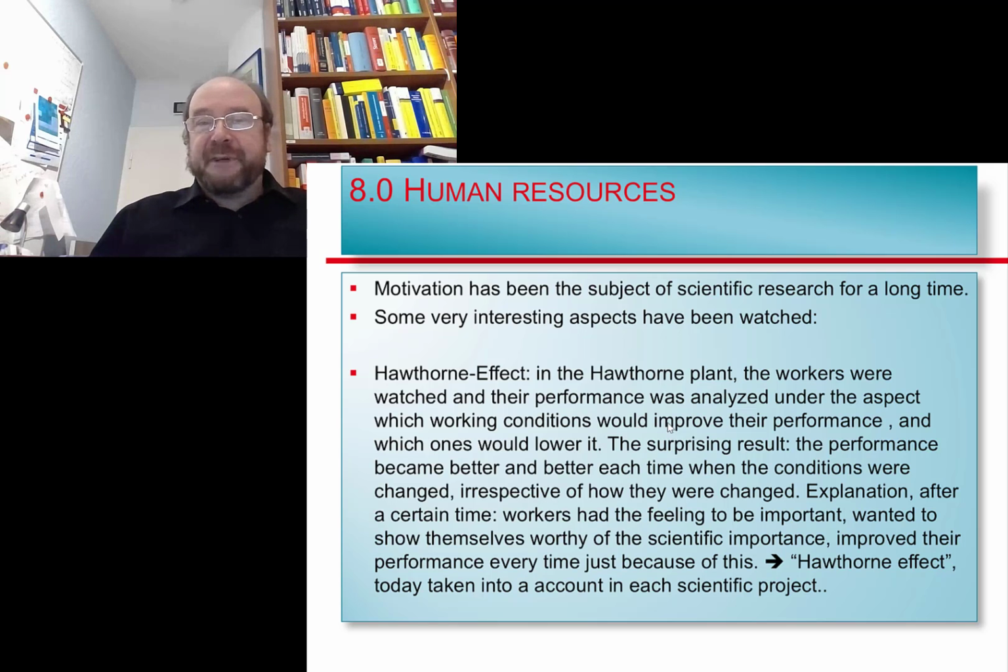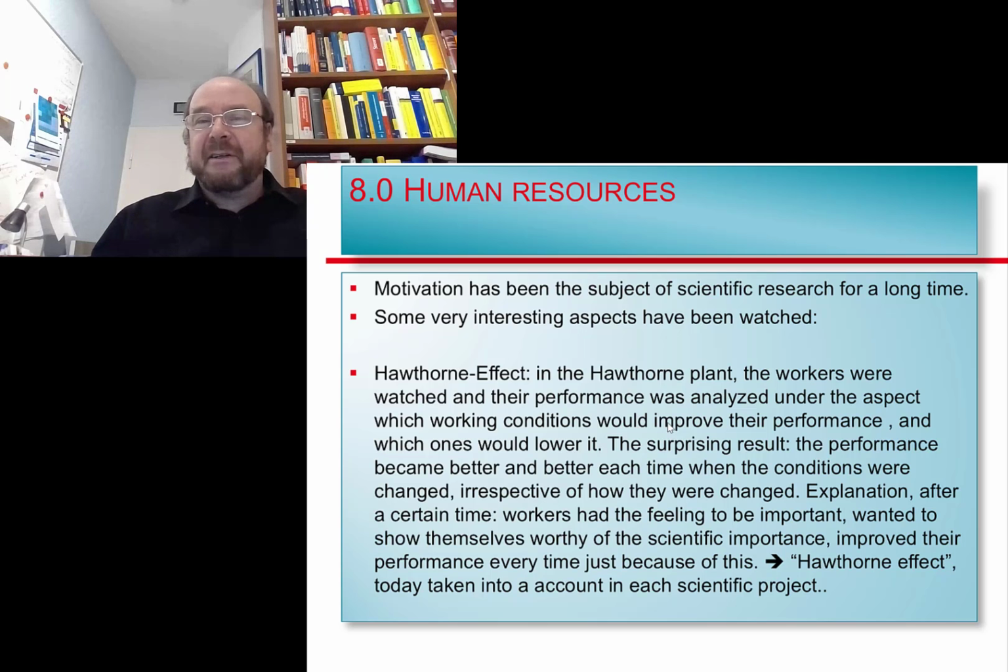And something very strange happened. Every time the working conditions were changed, the workers got better. And after a while, the experimenters came to the suspicion that these people got better and better completely without any connection to working conditions. And then they found out the natural explanation.